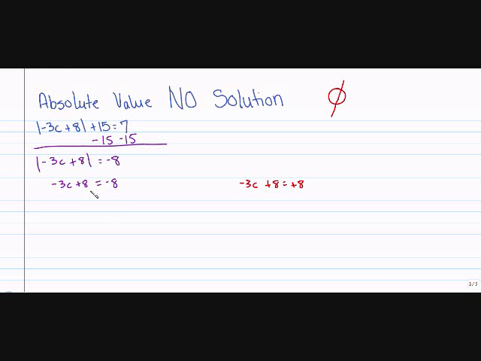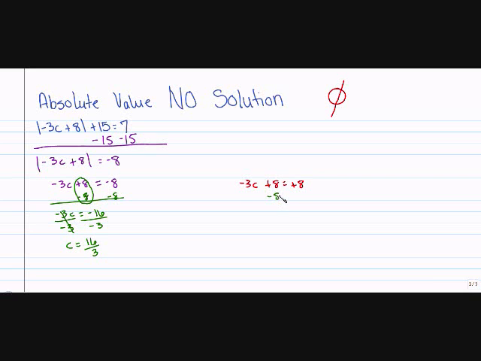So let's go ahead and solve. Subtract 8 on both sides. That gives me a negative 3c equals a negative 16. I'm going to divide by a negative 3. And c equals a positive 16 thirds.